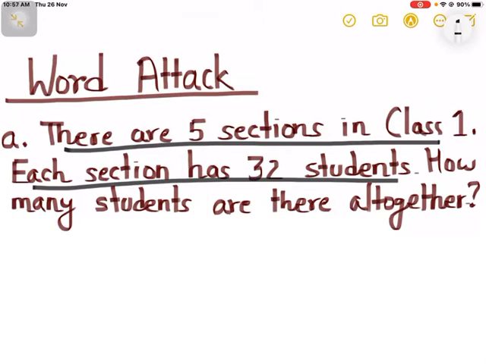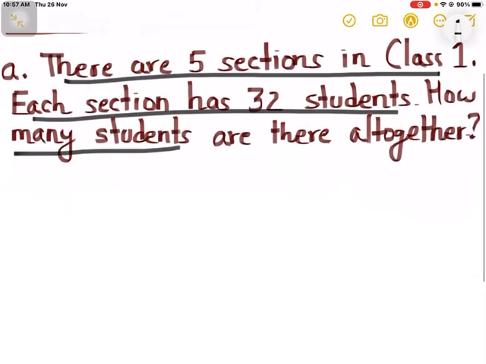And what is asked us? How many students are there all together? Means how many students in total 5 sections? This is asked here. Okay. So let us start to solve this word problem. Number of students in one section is 32. Let us start from here.